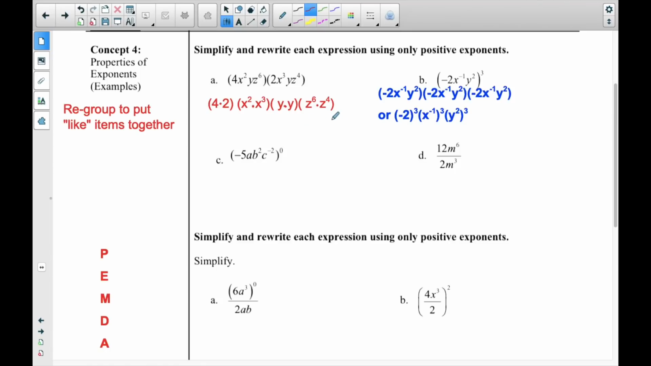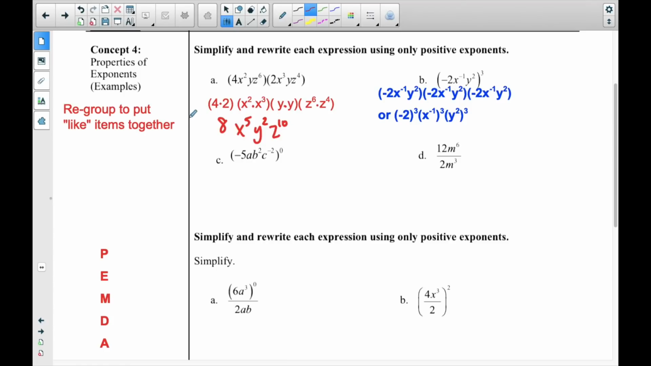And so now that I have them regrouped, it's very easy to see that this is going to be 8, and this is going to be x to the 5th, that's going to be y to the 2nd, and that's going to be z to the 10th. So if you regroup them, it helps you come up with your final answer.